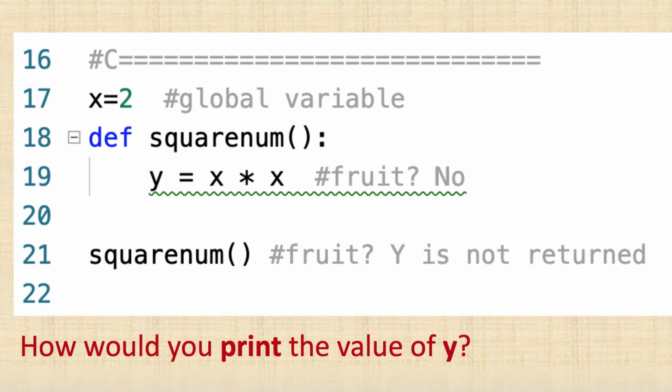But what's happening in here, there's a global variable that says x equals 2. Then there's a function definition that's square num. And it says y equals x times x. And then there's a function call. And it says, how would you print the value of y?